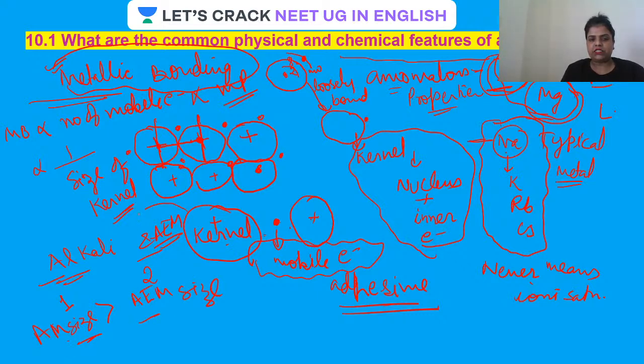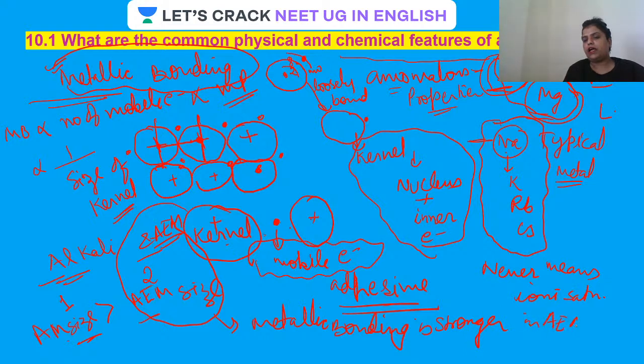Therefore, you can easily come to the conclusion that metallic bonding, I'm repeating, metallic bonding, guys, is much stronger in the case of alkaline earth metals. So you can jot down all these under proper points.